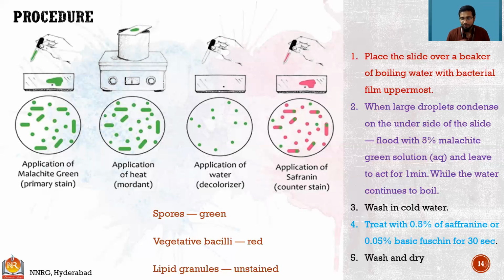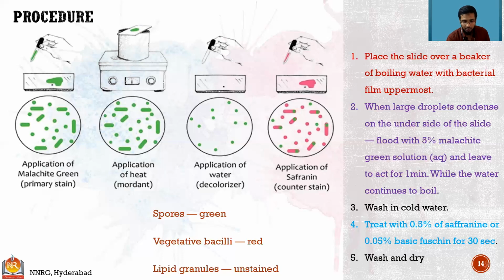After that, rinse with cold water, then treat with 0.5% safranin or 0.5% basic fuchsin for 30 seconds. What is the reason for adding safranin or basic fuchsin? It is to impart a pinkish color to the bacteria. Therefore, we will be able to identify which is the spore part and which is the bacterial cell. After that, we should wash it, dry it, and observe under the microscope.